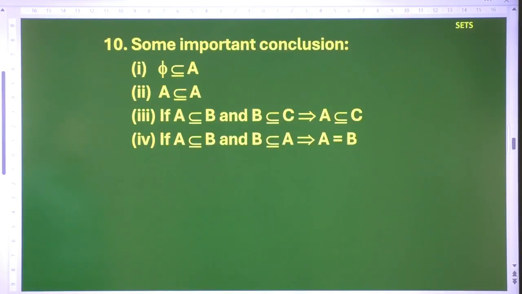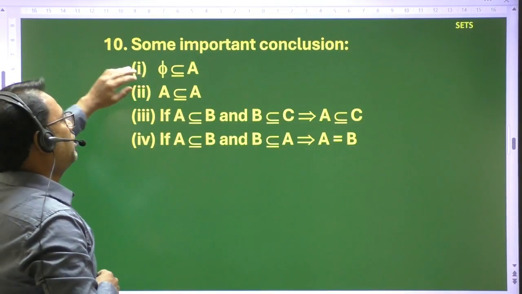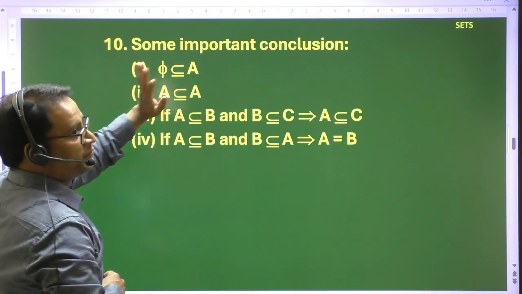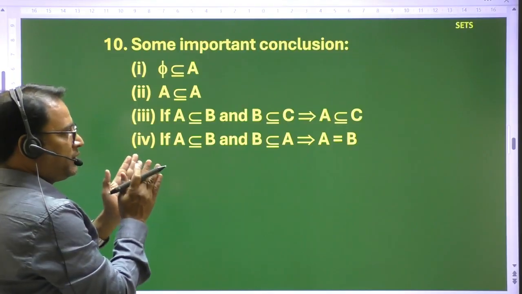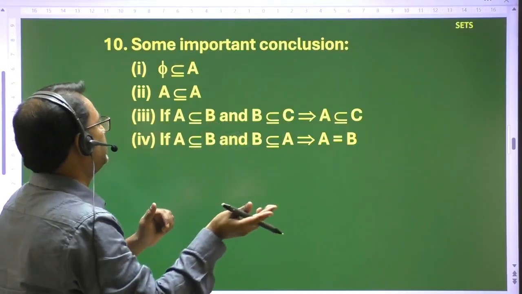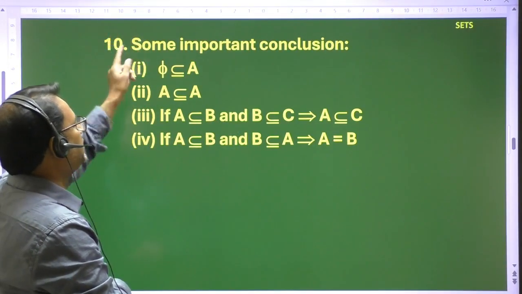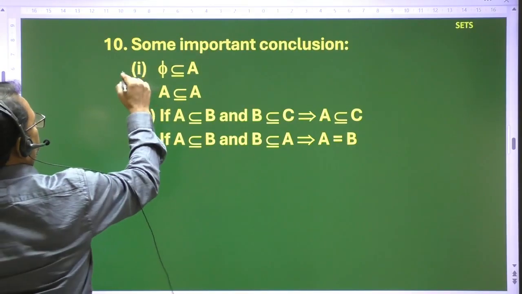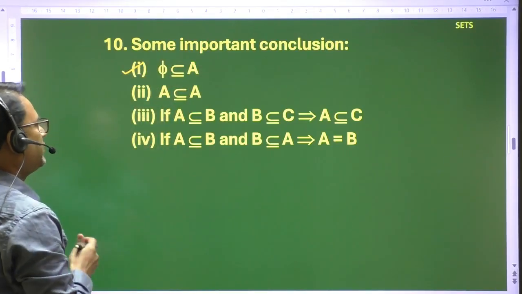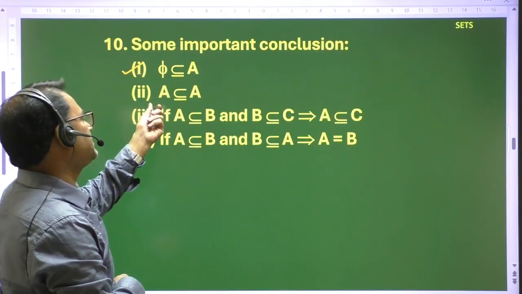Now some important conclusions. We know that phi is a subset of every set, because there is no element present in phi that we can show is not coming from the set A. If you want to show that A is not a subset of B, then you have to show some element present in A which is not present in B, but that is not possible in the case of phi. You cannot find a single element present in phi but not present in A. So with this logic we can prove that phi is a subset of every set.